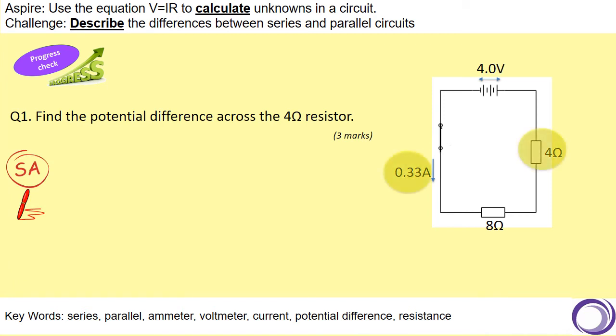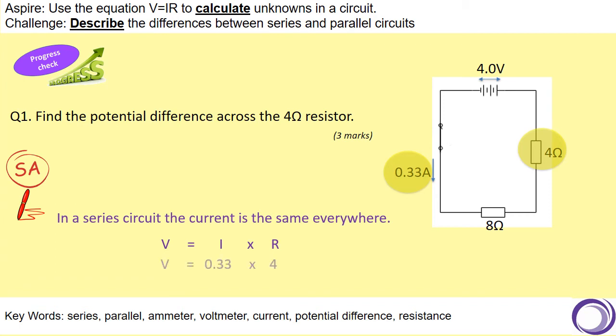So self-assess what you've got. We know the current is 0.33 amps and that's the same everywhere. So we know that we've got 0.33 amps flowing through both resistors, including the 4 ohm. And we're going to use the 4 ohm value. So in a series circuit, the current's the same everywhere. So we know that it's 0.33. We're going to use V equals I times R. So the potential difference is 0.33 amps times the 4 ohms, which gives us 1.32 volts.